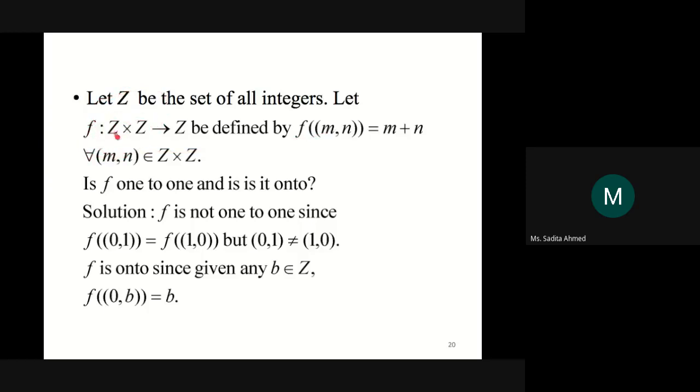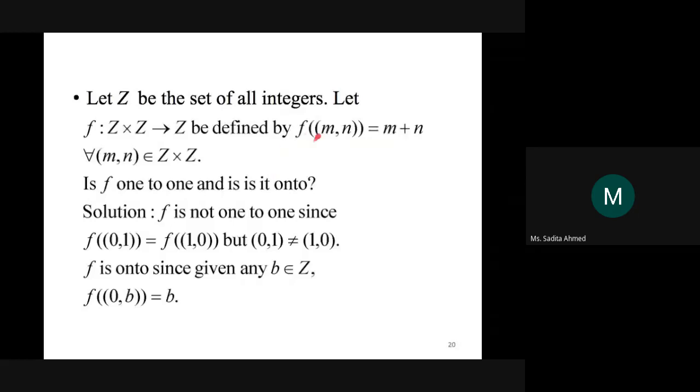All right. So Z cross Z, which means that both of these variables come from the set of integers. Okay. So this is how we represent it. Because there are two variables, Z cross Z. If we had 3, we'd write Z cross Z cross Z. That is, all the variables come from the set of all positive integers. Okay. Now, the question: whether this function is one-to-one and whether this function is onto or not.